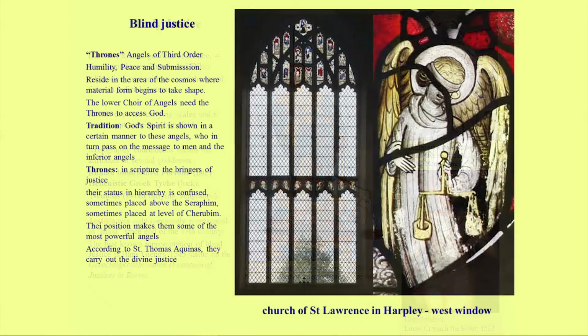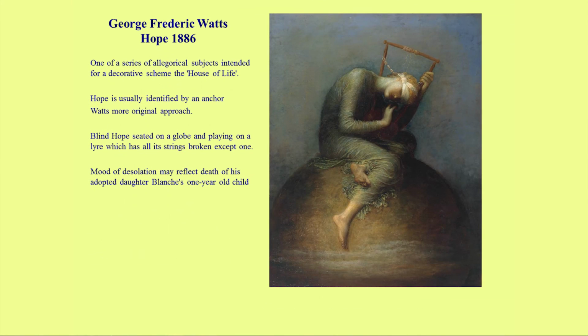It comes from the thrones, the types of angels who were delivering justice and intermediaries between God and lower orders of angels, and subsequently us. And this is a beautiful bit of English stained glass in St. Lawrence in Harpley. And used by George Frederick Watts, this similar type of imagery in this very romantic fashion.